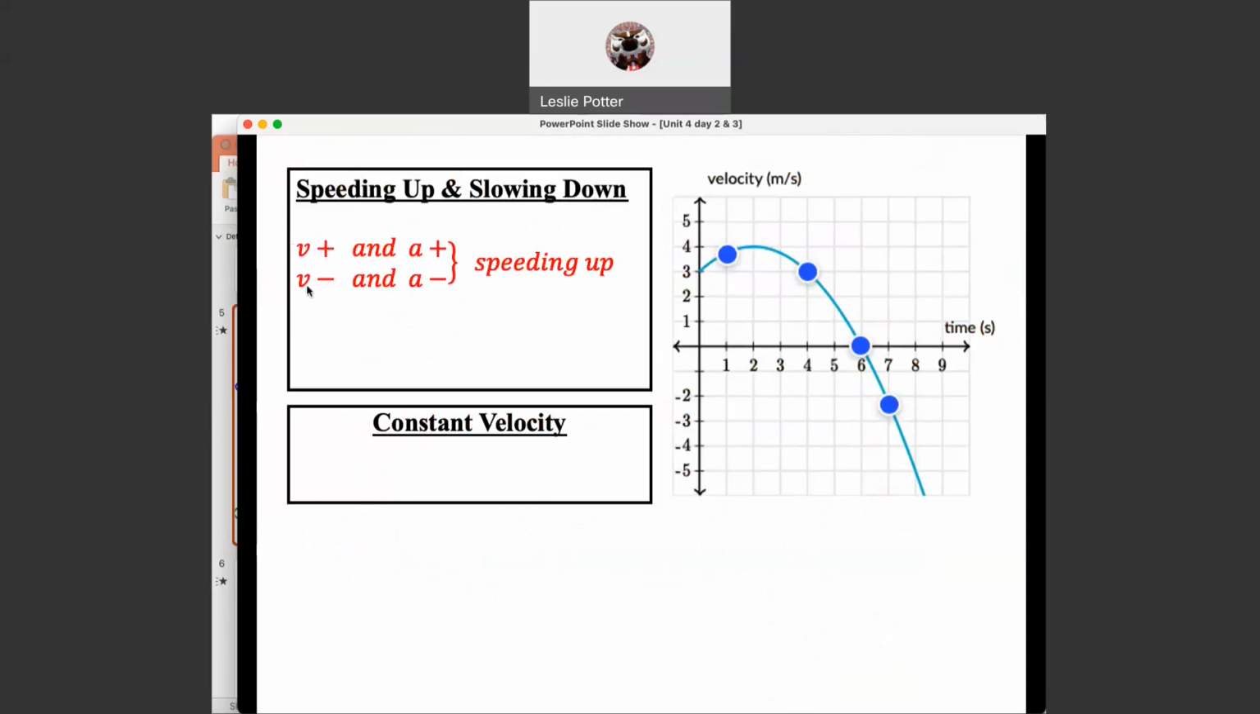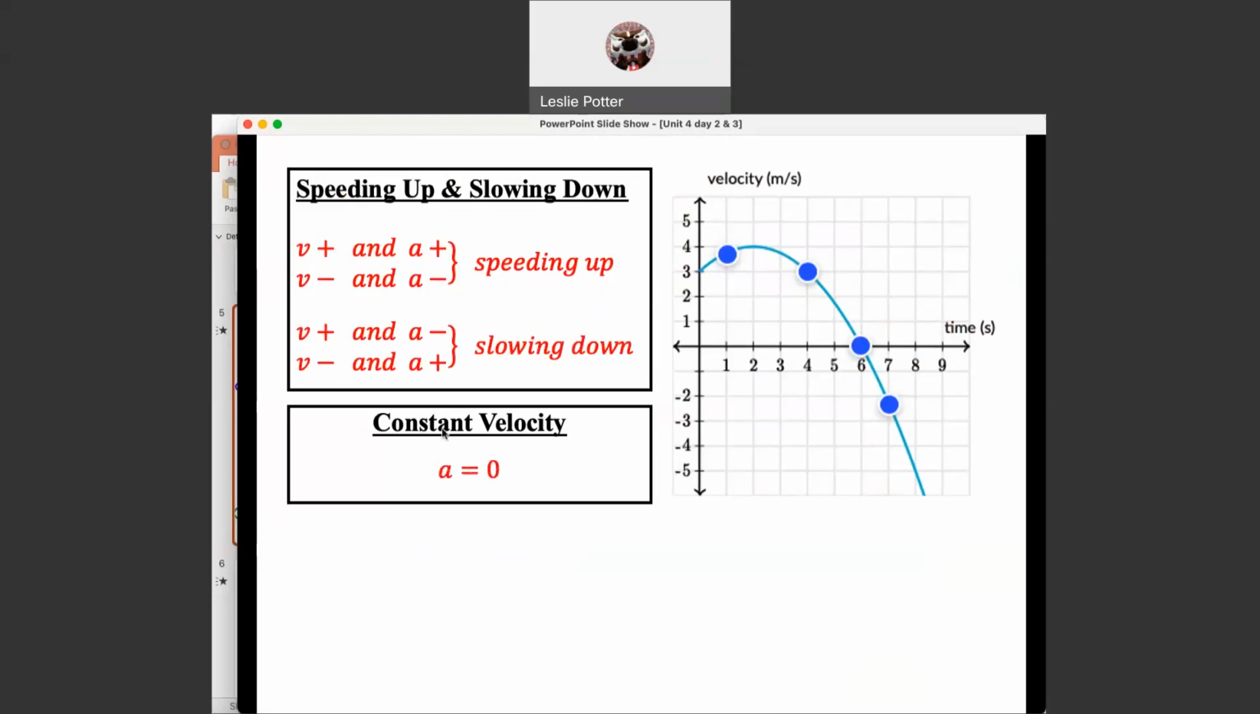Same with going in the negative direction and being pushed in the negative direction. That's going to cause you to go faster. So when these signs match, we're speeding up. If the signs don't match, we're slowing down. So if we're going in the positive direction and getting pushed against us, that's going to slow us down. So that being the case, looking at the velocity graph, this becomes a situation of looking at the velocity values and the slope of the tangent lines, like we were doing on the previous page.